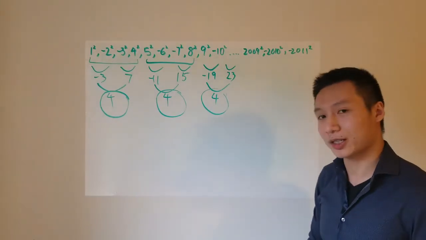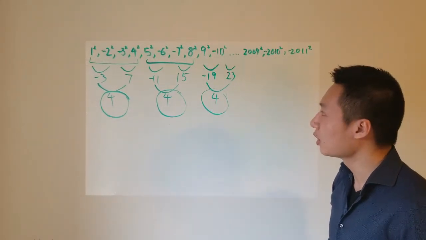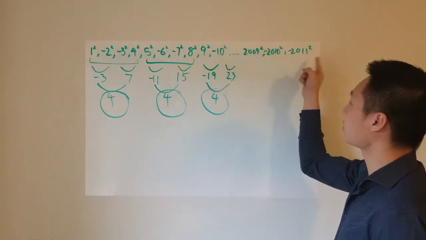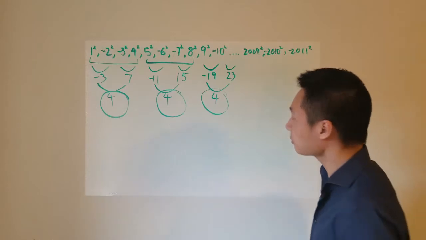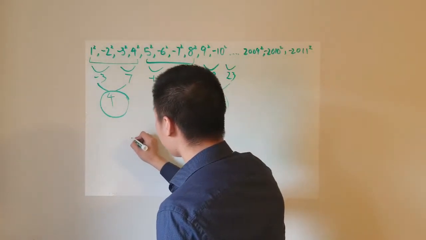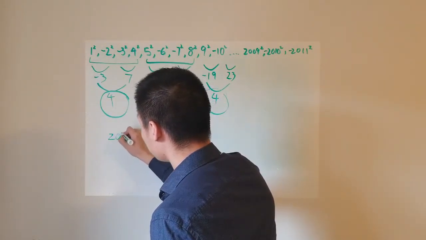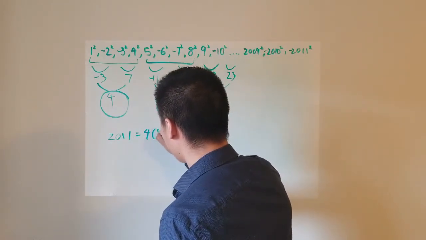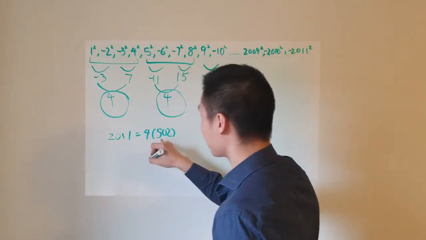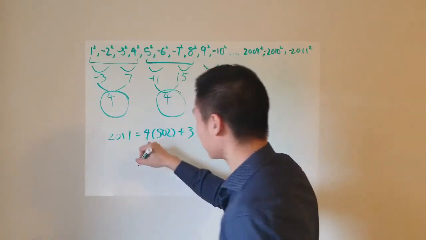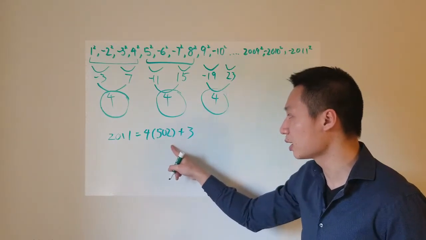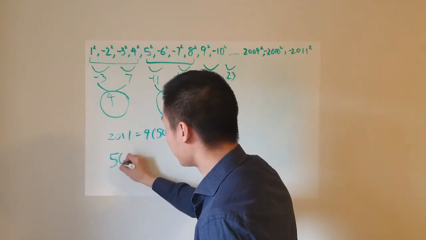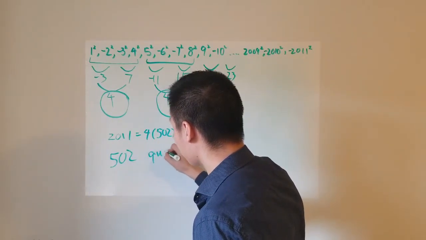Okay, so now the question is, how many quadruples are there in this sequence from 1 all the way to 2011? So let's calculate that. 2011 is equal to 4 times 502 plus 3, because 4 times 502 is 2008, plus 3 is 2011. So that means there are 502 quadruples.